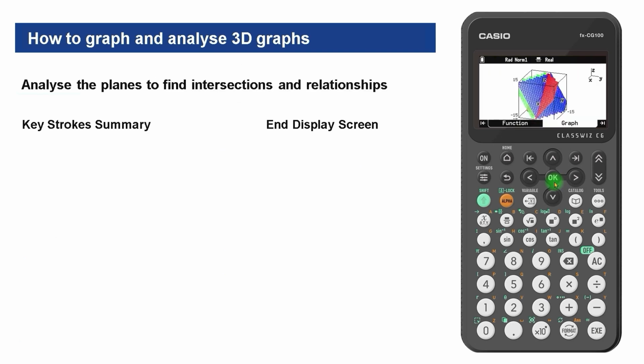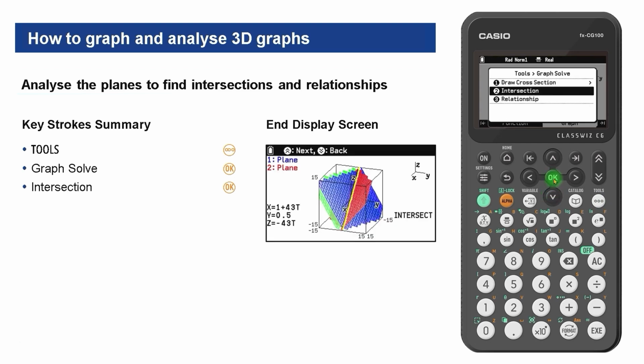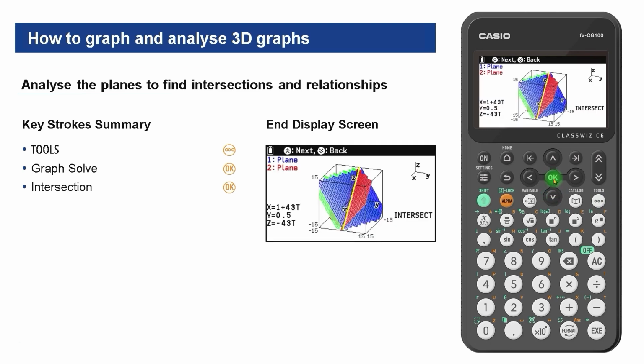Analysis of planes is as for lines, finding relationships and intersections. Press Tools and Graph Solve. Then select Intersection to show the parametric equation of the line of intersection between planes 1 and 2. Page Scroll for the intersection between planes 2 and 3. Not Found is shown for planes 1 and 3, indicating no intersection.